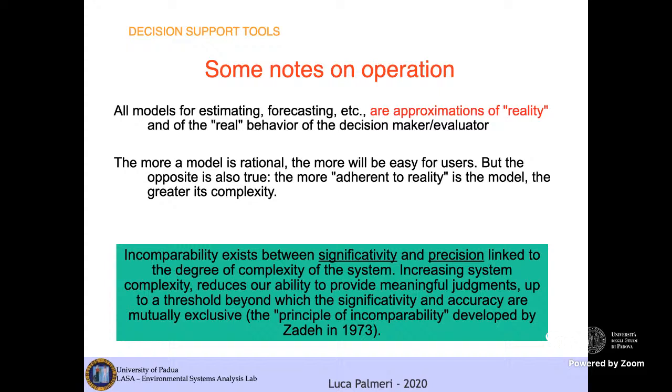Let's now give some more notes on operations coming from decision theory. All models for estimating, forecasting, and so on are approximations of reality, which should be clear to you, and of the real behavior of a decision maker or evaluator. The more a model is rational, the easier it will be for users. But the opposite is also true. The more adherent to reality the model is, the greater its complexity, so it is very difficult to manage it.